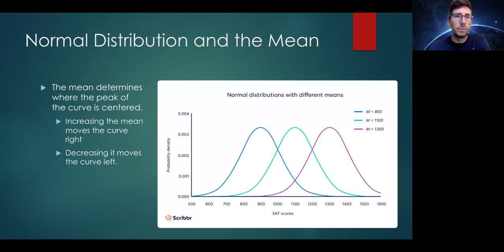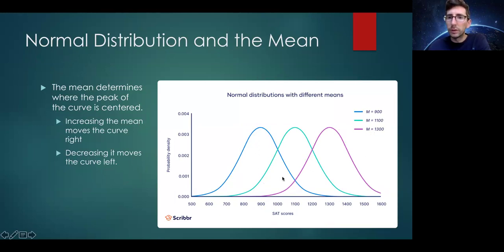All right, so the mean of the normal distribution determines where the peak of the curve is centered, right? The mean is at the center. Because this is unimodal, it's only got one peak. So wherever the mean is also where your peak is going to be.